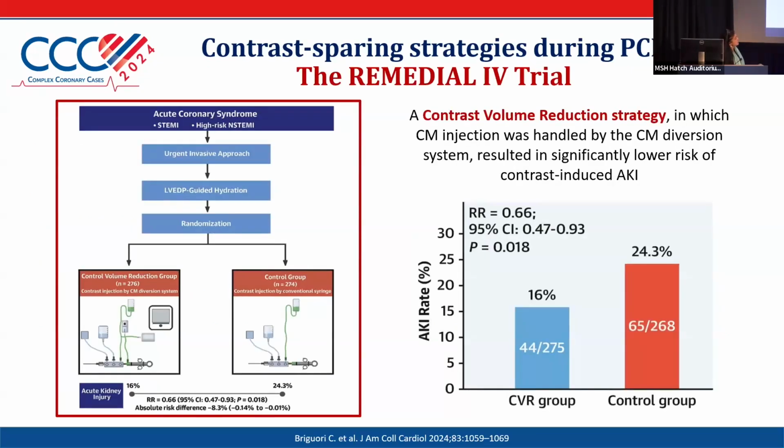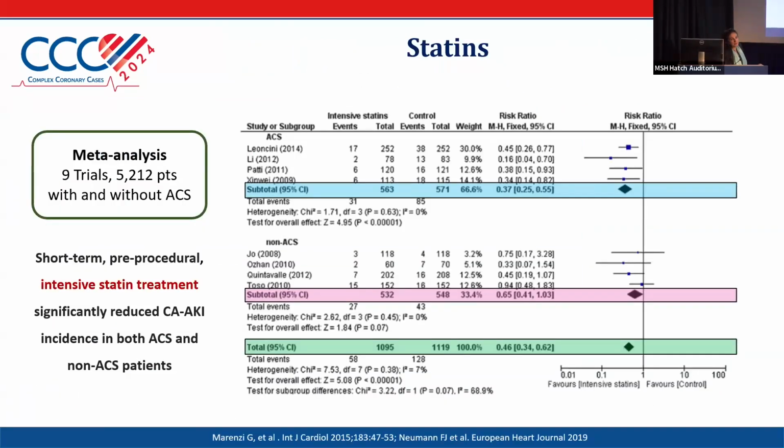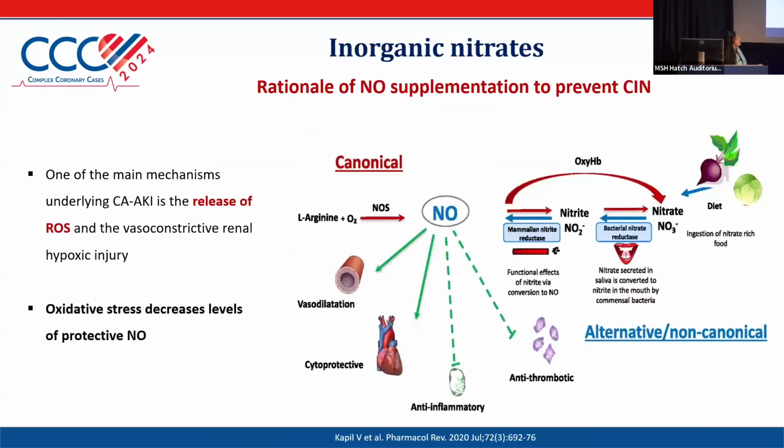I think this was one of the trials where they did use the contrast volume reduction strategies that we're talking about, and you see they reduced AKI. What about statins? I told you about prevention. This is one big study and two other studies that were done in China as well. And this one, I think, is a big meta-analysis, 9 trials, 5,200 patients, showing evidence, once again, of high-dose, high-intensity statins acutely reducing AKI. I think it's very interesting to see that.